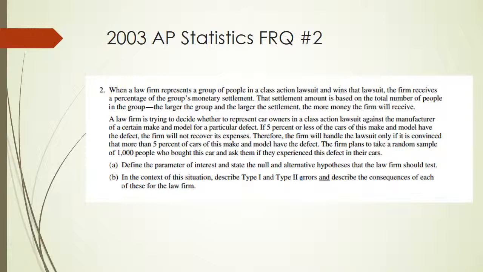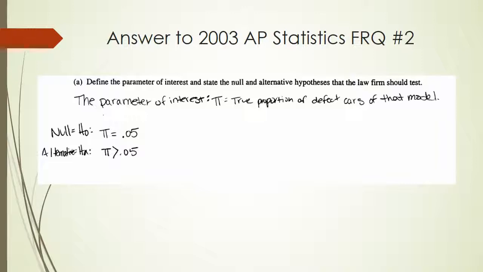And so the question, part A, is asking us to define the parameter of interest and state the null and alternative hypothesis that the law firm should test. And part B is asking, in the context of this situation, describe type 1 and type 2 errors and describe the consequences of each of these for the law firm. So now we will look at an example response, which was a 4.